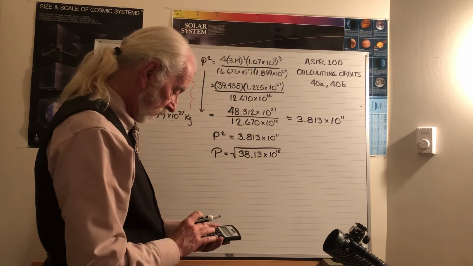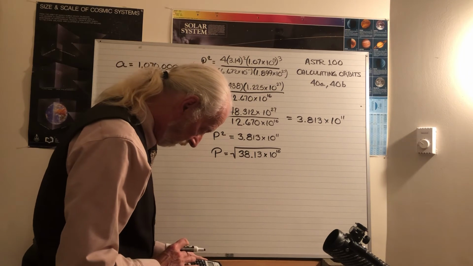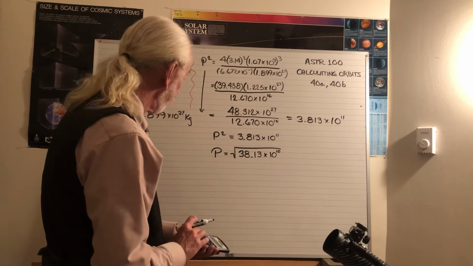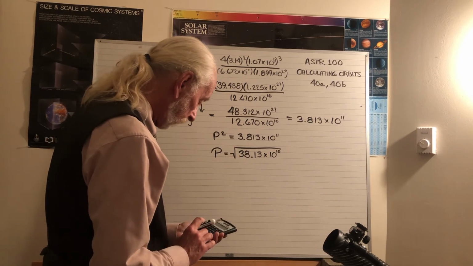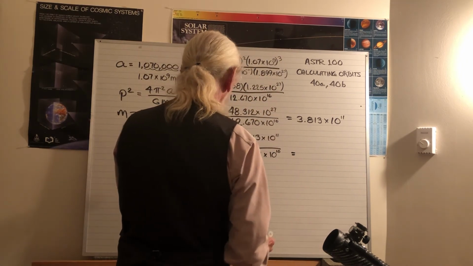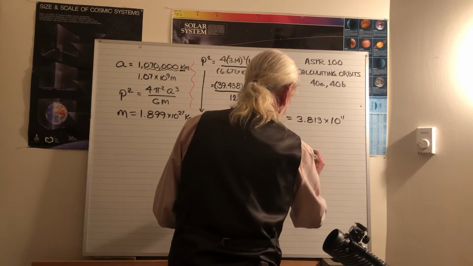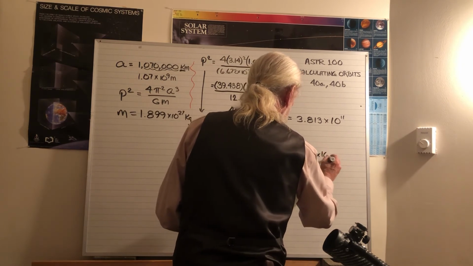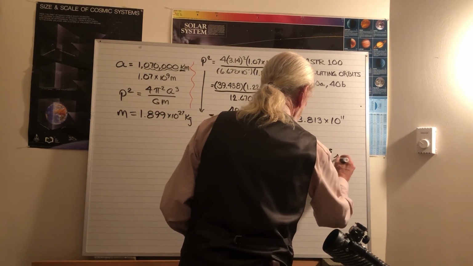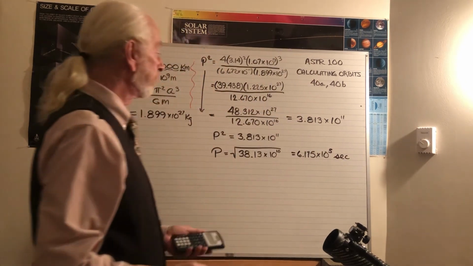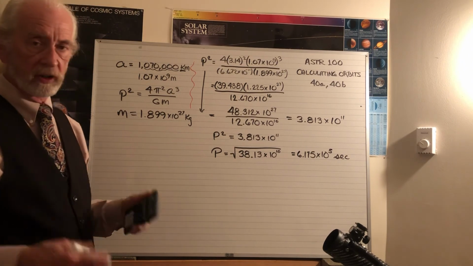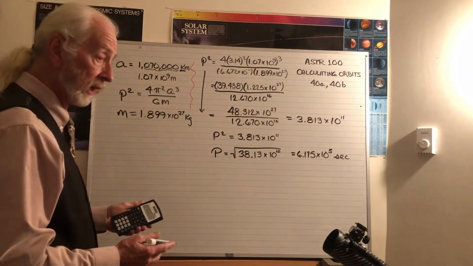All right, so now square root of 38.13 equals 6.175 times 10 to the, divide the exponents by 2, 10 to the 5th seconds. All right, so that's Ganymede's period in seconds. But the answer we want in days. So we're going to convert seconds into days.